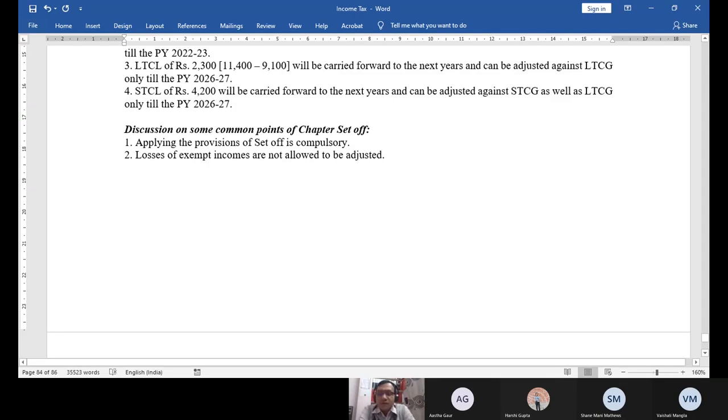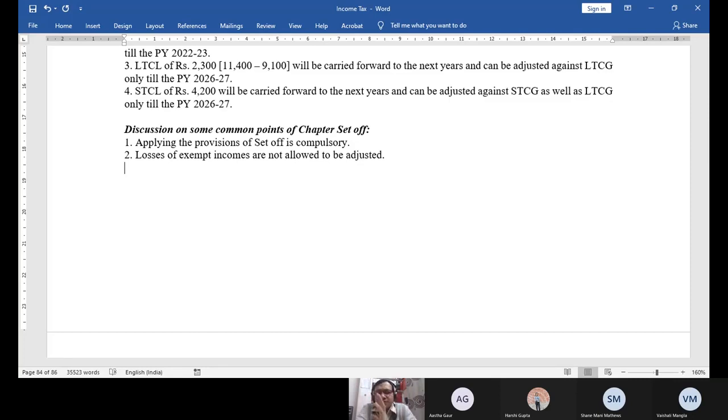If there is any income which is exempt from tax, then the losses of that income are not allowed to be adjusted. Like dividend income is exempt. If you have spent something to earn that dividend income, for example, I have spent 10,000 rupees to invest in the shares of a domestic company.